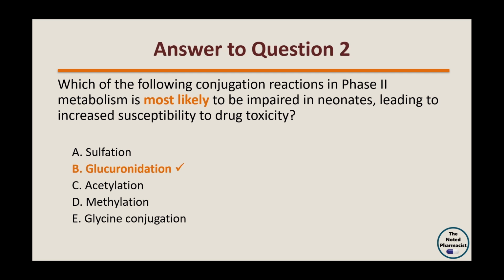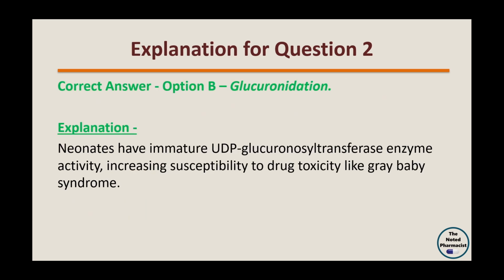The correct answer is option B, glucuronidation. The explanation is as follows. Neonates have immature UDP-glucuronidyltransferase (UGT) enzyme activity, which leads to reduced glucuronidation capacity. UDP-glucuronidyltransferase (UGT) is the enzyme that catalyzes glucuronidation, a process where a glucuronic acid molecule is conjugated to drugs. This immaturity makes neonates more susceptible to drug toxicity, such as chloramphenicol-induced gray baby syndrome.